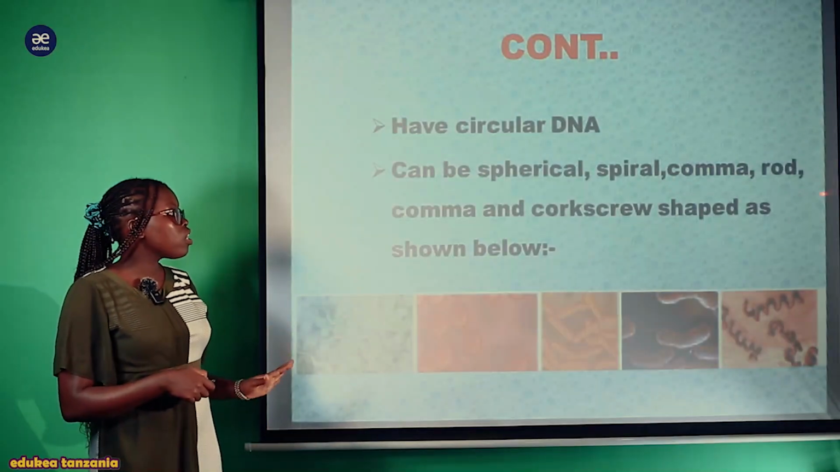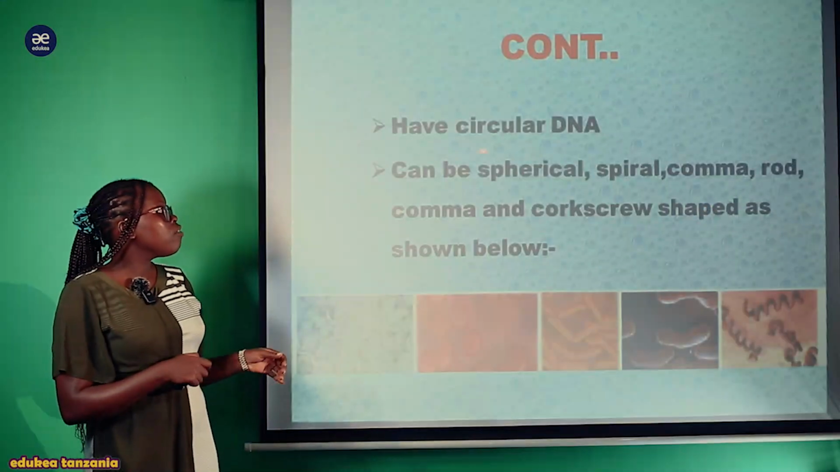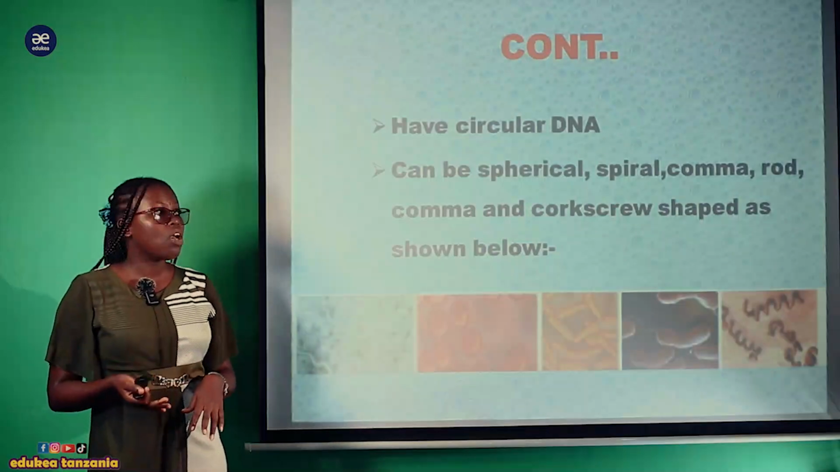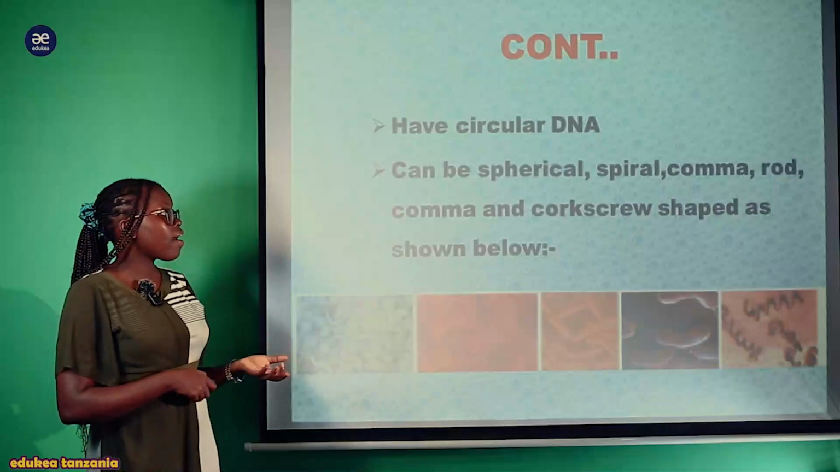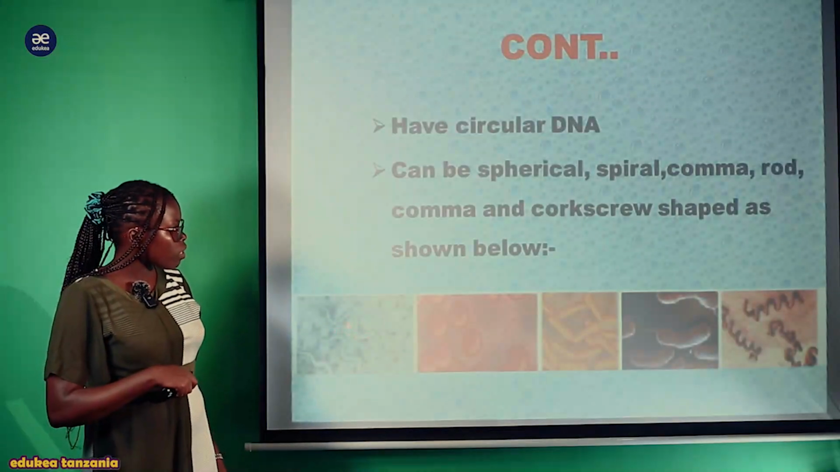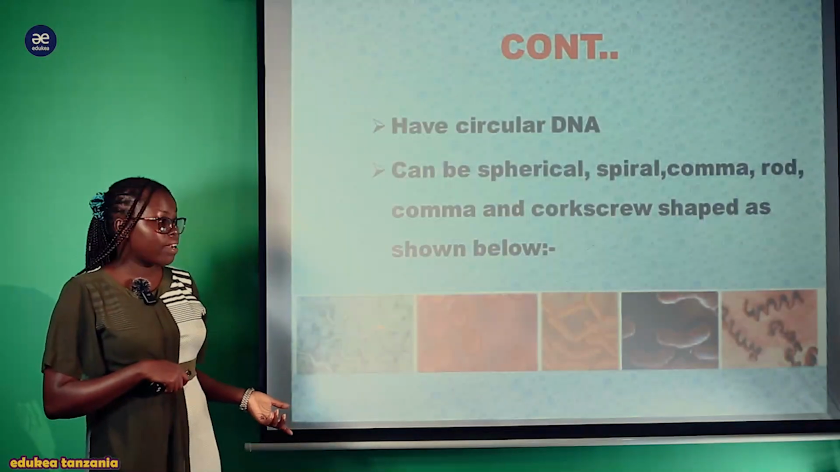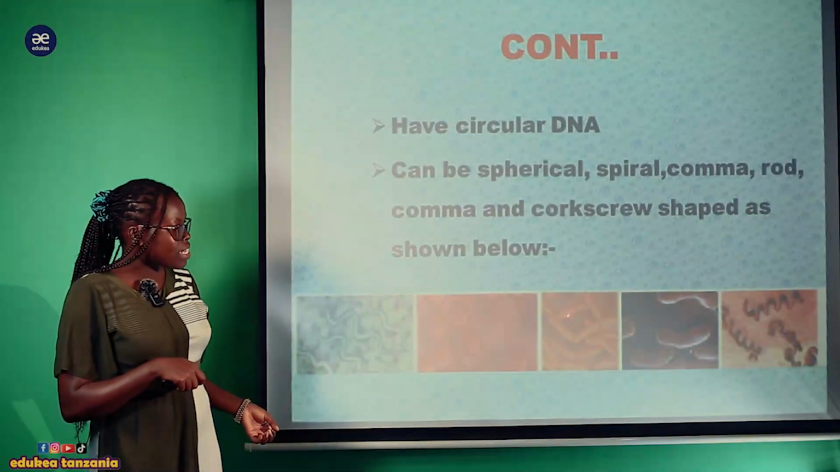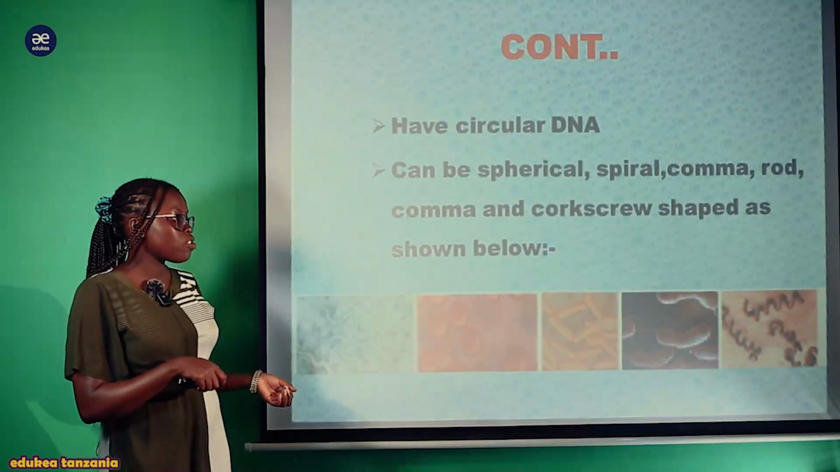Vile vile hapa prokaryote wana shape mbalimbali. Wanaweza kaa na coma shaped, wanaweza kaa na spiral shaped, wanakaa na bacillus or rod shaped, au kaa na corkscrew shaped as shown here. This is an example of the spiral shaped bacteria, and this one is an example of the spherical bacteria. This one is bacillus or rod shaped as you see, and this one is coma shaped bacteria. Example tunaangalia kina vibrios ambao wanapelekea cholera, and this one is an example of corkscrew shaped bacteria.